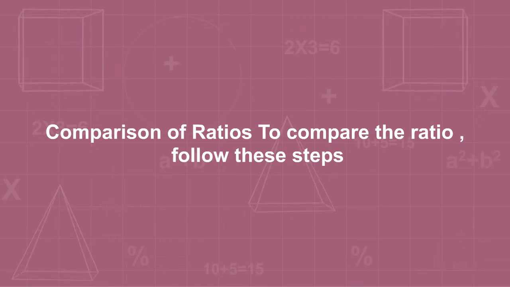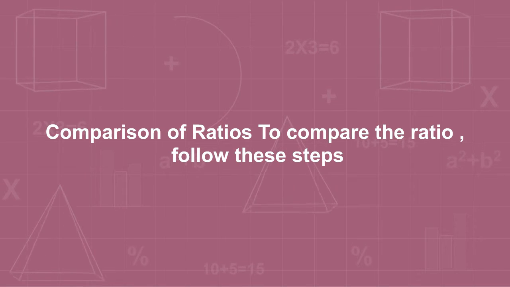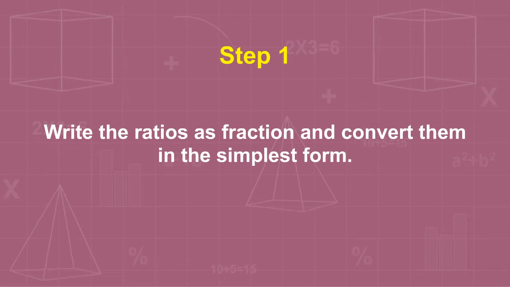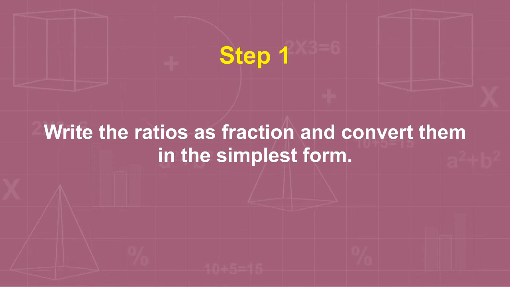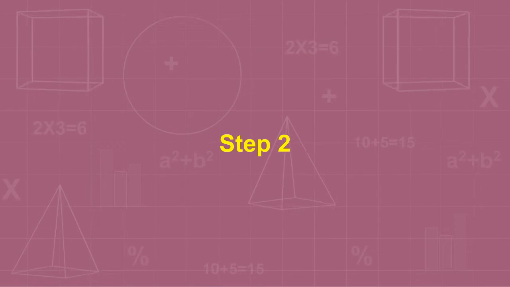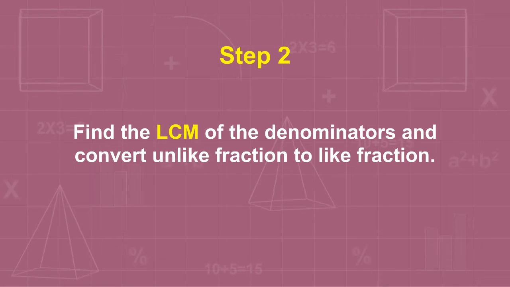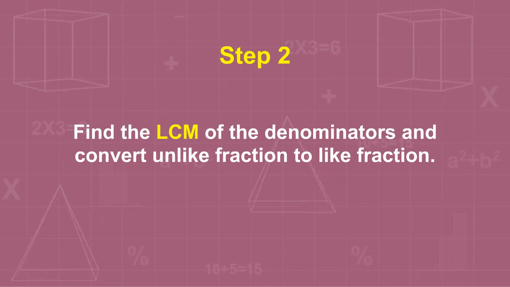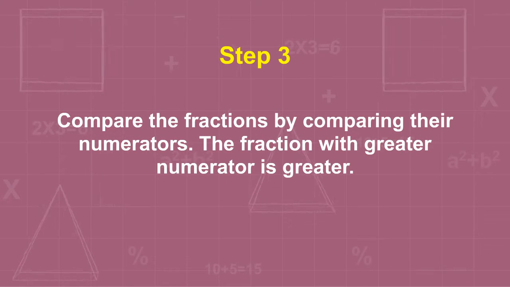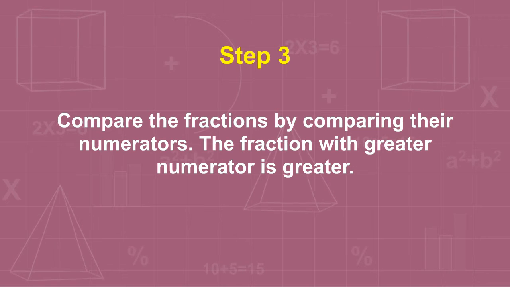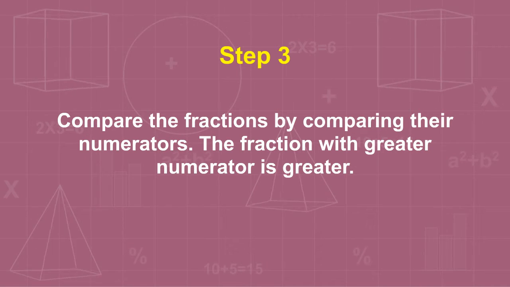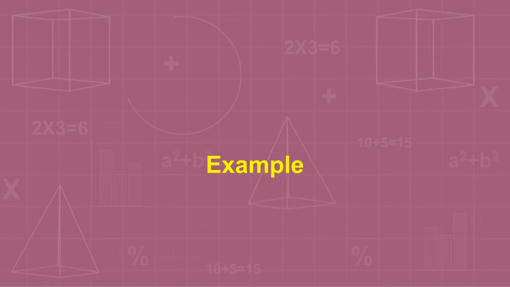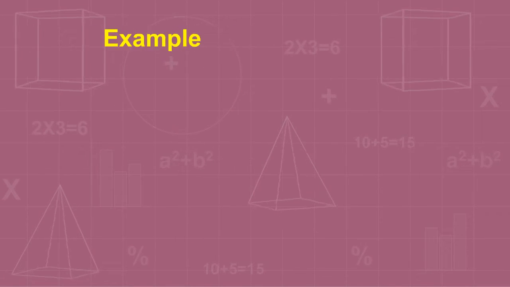Comparison of ratios. To compare the ratios, follow these steps. Step 1. Write the ratios as fractions and convert them into the simplest form. Step 2. Find the LCM of the denominators and convert unlike fractions to like fractions. Step 3. Compare the fractions by comparing their numerators. The fraction with greater numerator is greater. We can understand the procedure by taking an example.